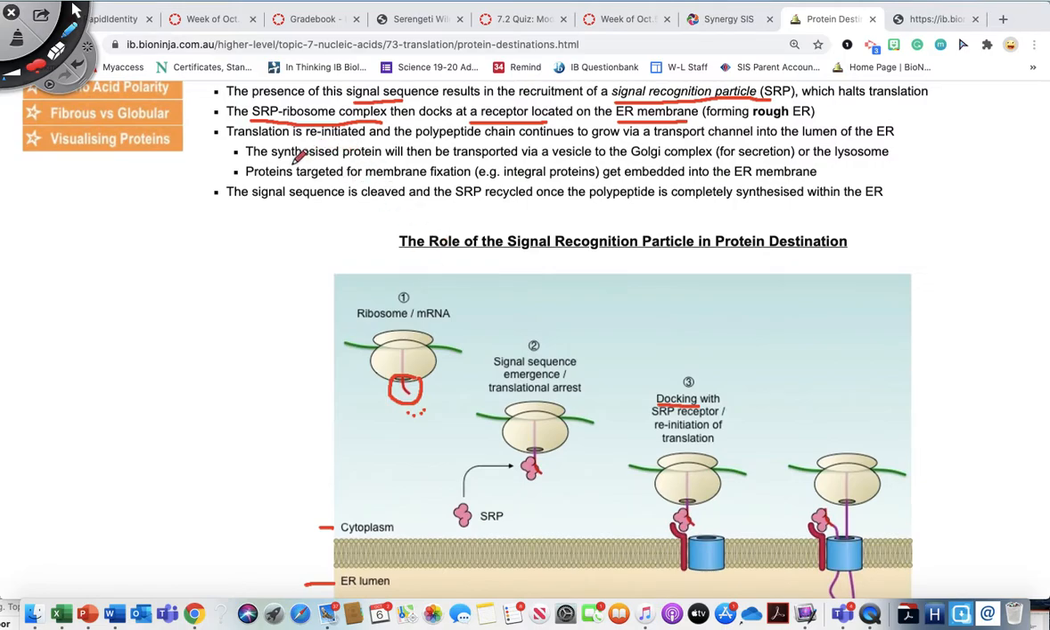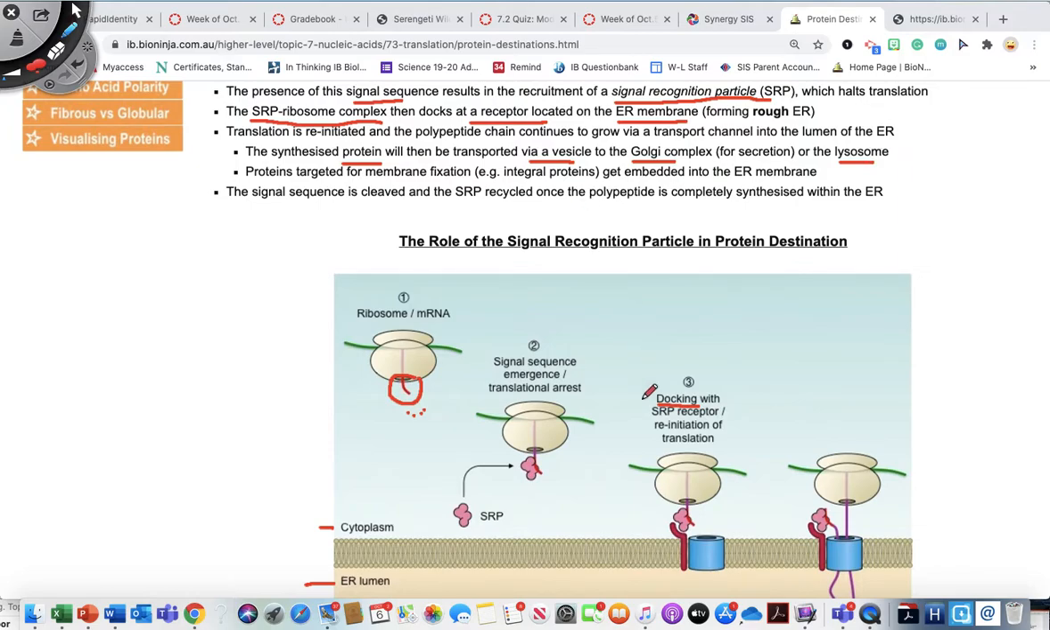So what's going to happen? So the ribosome is going to continue the translation process. It's going to continue synthesizing the protein. And now this protein is going to get eventually transported from the ER via vesicle to the Golgi, and then via vesicle again for secretion, or via a vesicle to the lysosome.